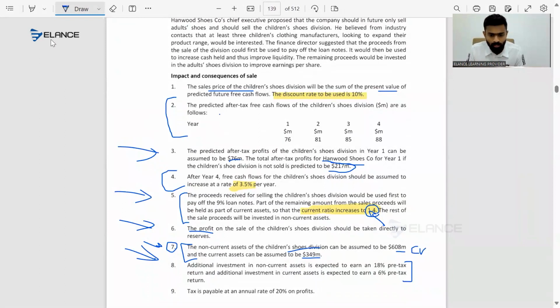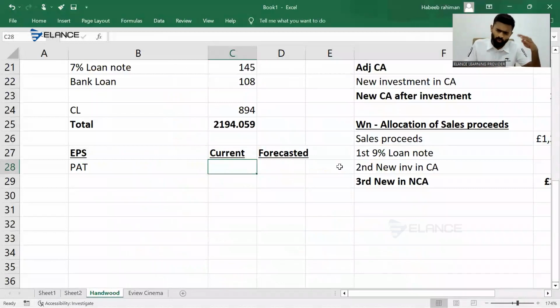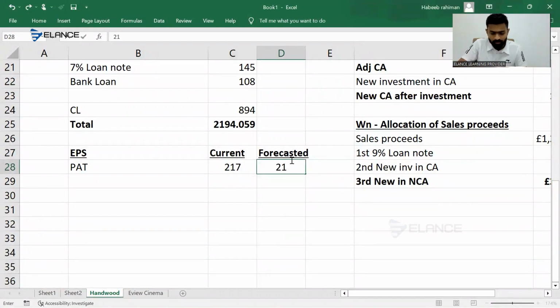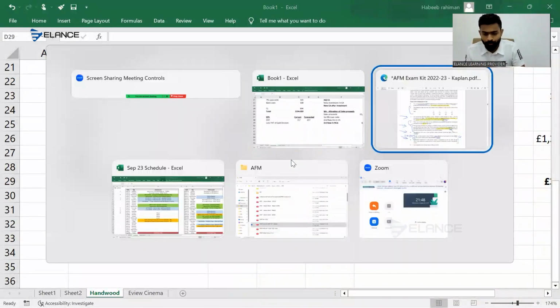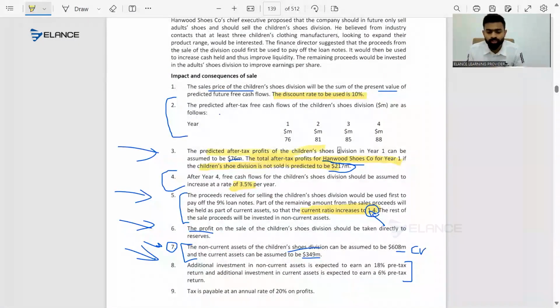They said the total after tax profit of the entire company in the coming year, if the children's shoes is not sold. So if the children's shoes is not sold, we are expected to get 217 in the current situation. Am I right? Yes, sir. So in forecasted also, I'll start with 217 and I will reduce less profit after tax of sold division. They directly gave it. What was the after tax profit of the shoes division? That's the children's shoes, the sold division. In year 1, it is how much?